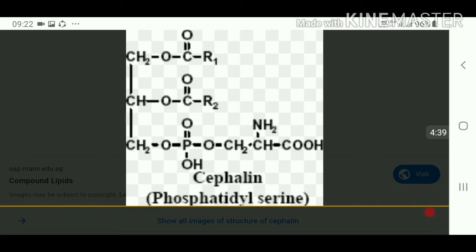There was a mistake in the last slide in the structure of phosphatidylserine. Serine is an amino acid. Here in this slide, the correct structure of cephalin, that is phosphatidylserine, is shown. See here at the 3rd OH group, phosphate is attached to amino acid serine, that is CH2CHNH2COOH. So this is phosphatidylserine.